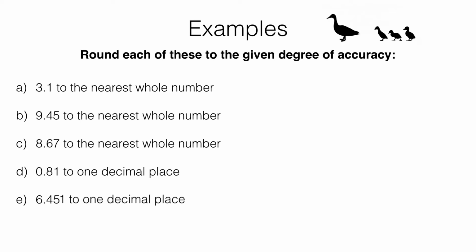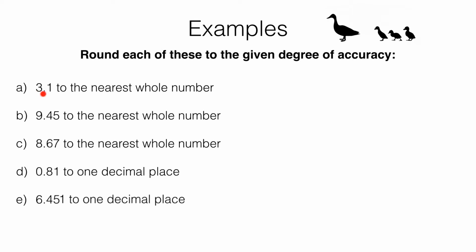In this video, we're going to look at rounding numbers to the nearest whole, to the nearest tenth, the nearest hundredth, and the nearest thousandth. Before continuing with this video, make sure you're comfortable with rounding numbers to the nearest 10, 100, or 1,000, which we covered in the previous video. Let's start with question 1.